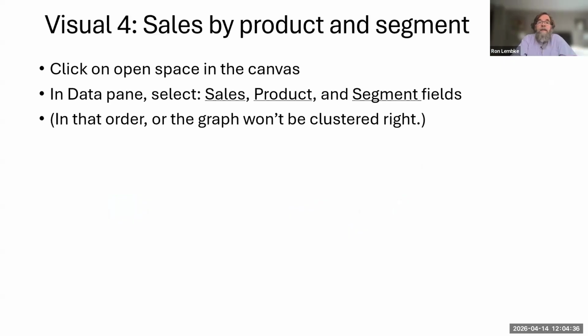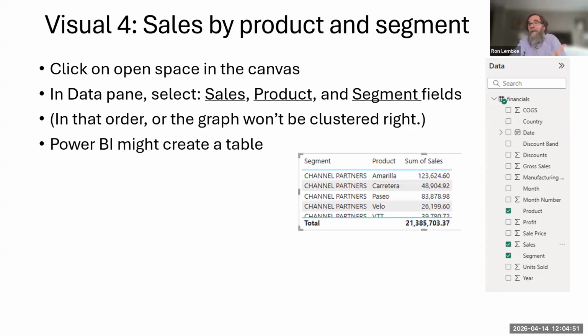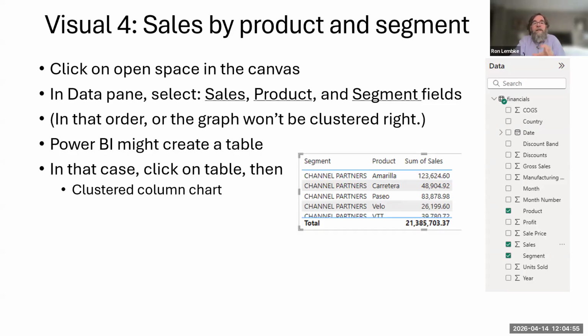So the fourth visual we're going to add is the sales by product and segment. So click on an open space on the canvas, and then over on the right-hand side, select sales, product, and segment. And if you don't do it in that order, it might not work out correctly. It might make a table, hopefully not, but it might. If it does, click on the table and then click on the visualization section for the clustered column chart.